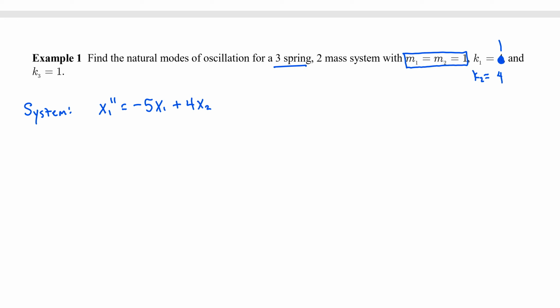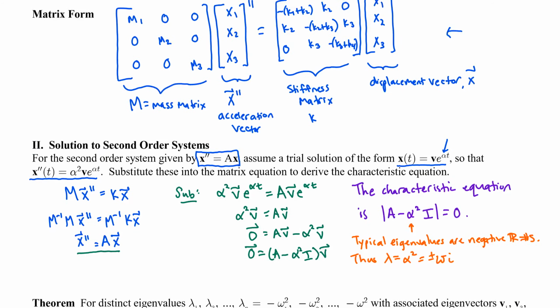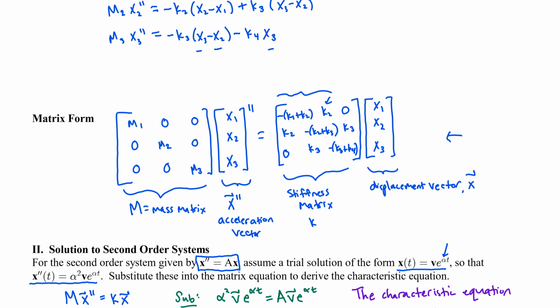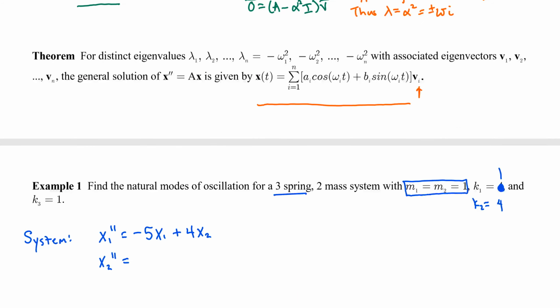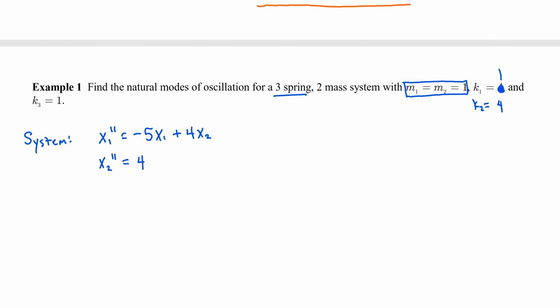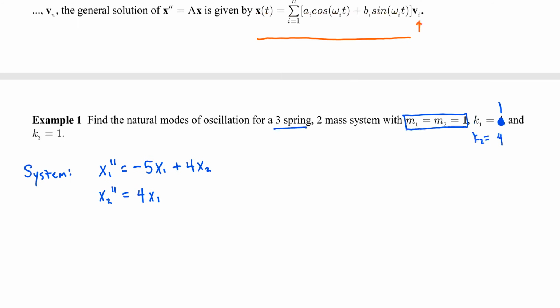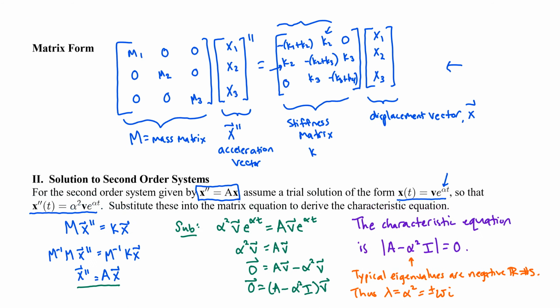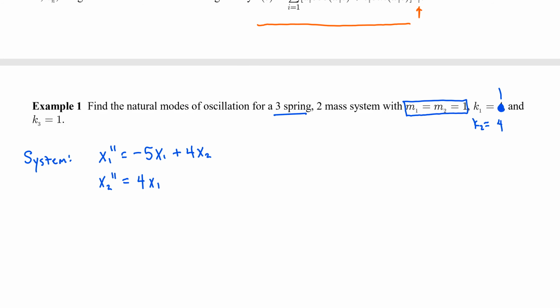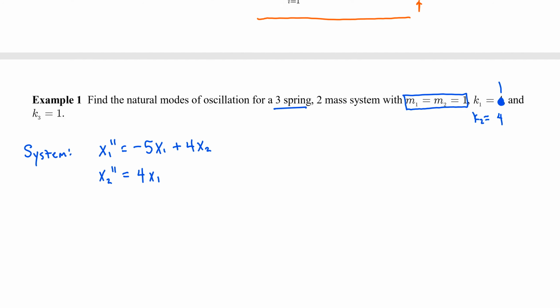Working on our second equation, we have x sub 2 double prime. Let's take a peek at our stiffness matrix. Again, ours is a 2x2 system. The next entry is going to be K sub 2, so the same as what I had previously. That's going to be 4 times x sub 1. And then our last entry that we need to consider, negative K2 plus K3. So the sum of K2 and K3 is going to be 5, and we need to negate that.